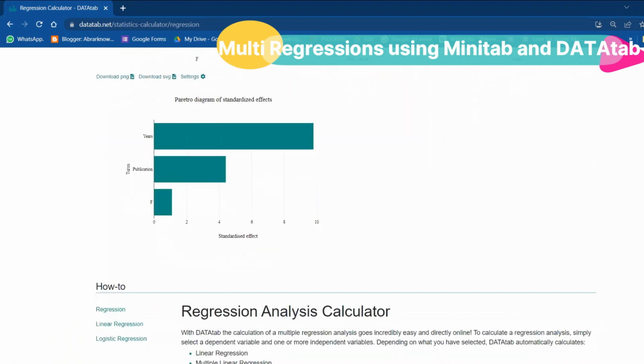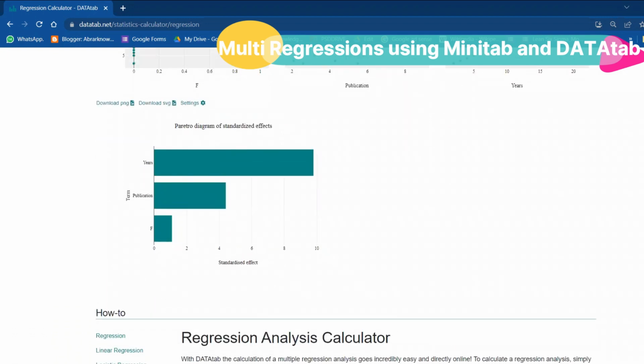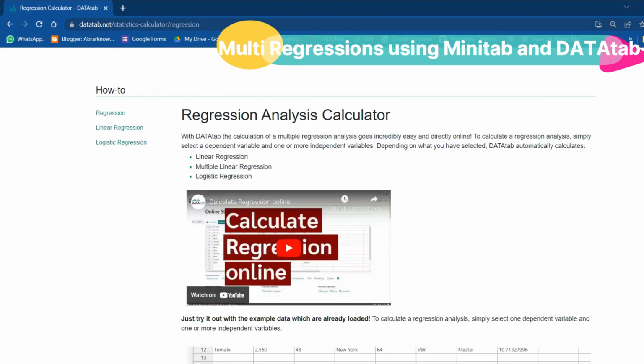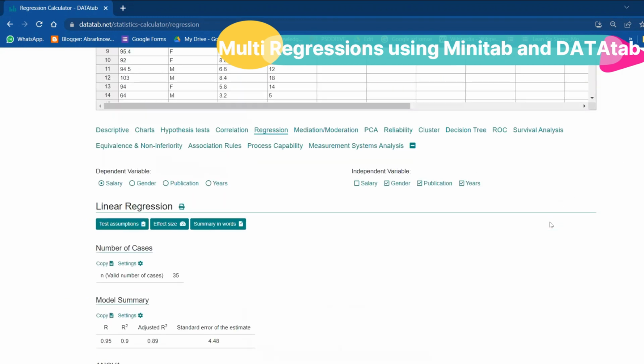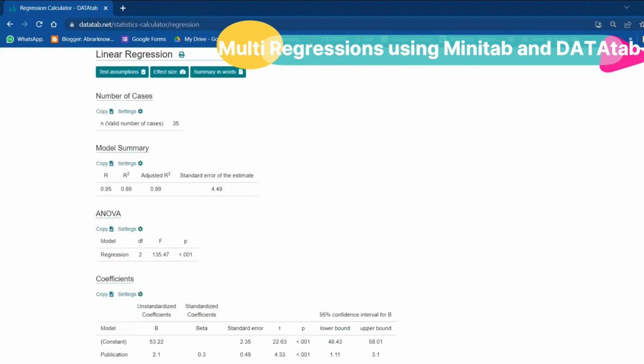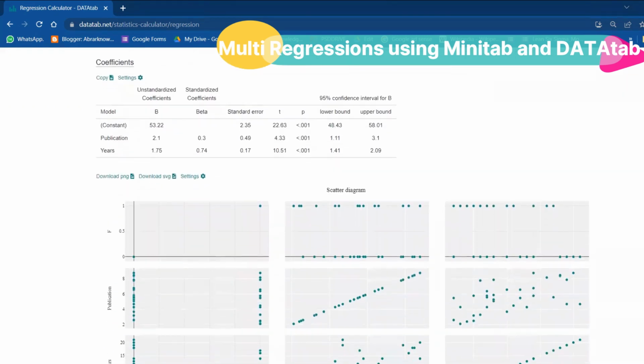Scatters, and you can also see the years, and under standard effects also you will find everything. So this is how we can do it. Let's say we know for sure that gender is not an important factor. I'll cut out the gender and correlate only two factors, that is years and publications. Let's see. Okay, so both are significant factors, right? So this is how we can easily do multi-regression.